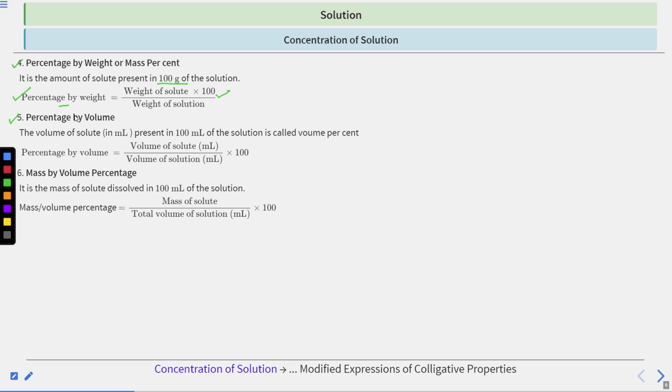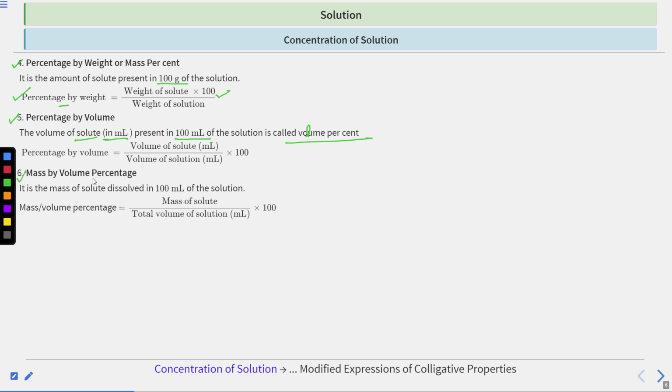Fifth term is percentage by volume. The volume of solute in milliliter present in 100 milliliter of the solution is called volume percent. So percentage by volume is volume of solute in ml divided by volume of solution in ml multiplied by 100.